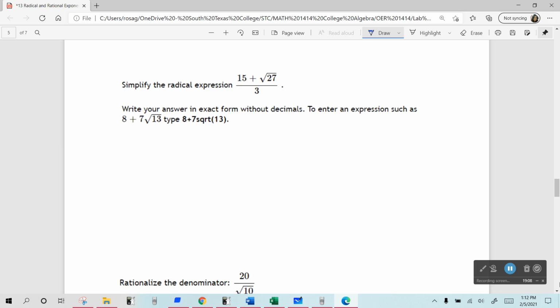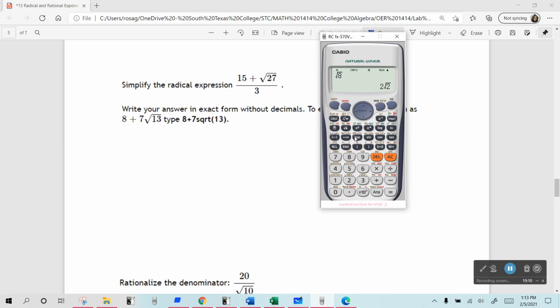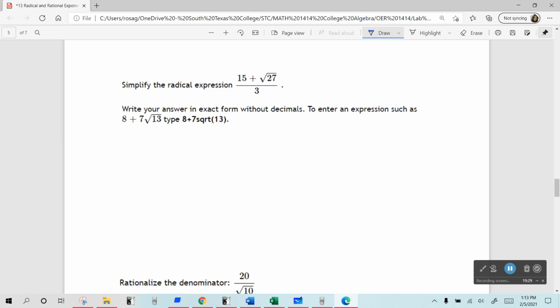This one, especially when there's only numbers, the Casio is really good because you can just do the fraction: 15 plus the square root of 27, and then divided by 3. And you get the answer. So I will allow you to do that. But if you need to do it by hand, then you can get the 27 and break it up. That would be 3 and 9, 3 and 3. So there's a 3 there. So it would be 15 plus 3 square root of 3.